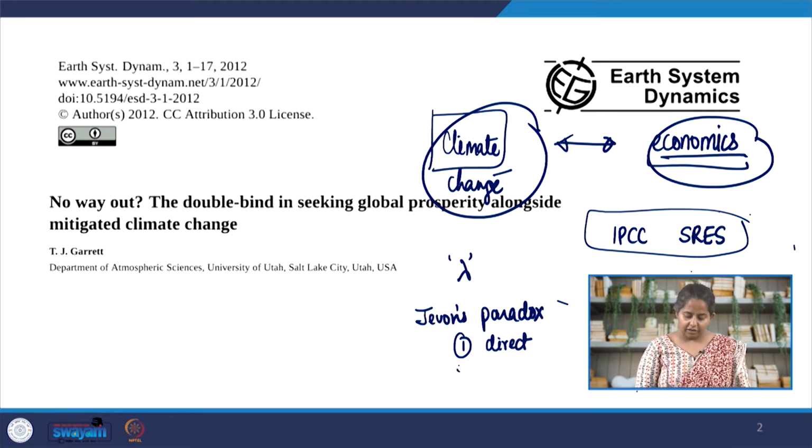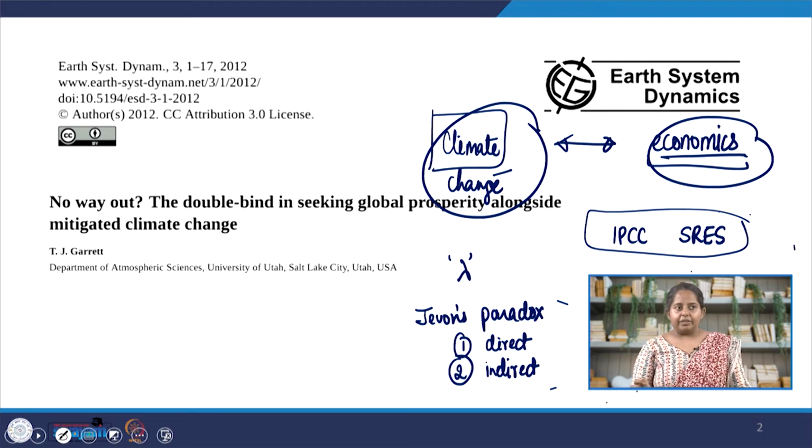The second kind of contributors that result in Jevons paradox are indirect. The indirect ones are basically when one particular industry in this whole economic system becomes more efficient, the advantages and the savings because of that industry becoming efficient are knocked down into other industries and other sectors, or knock-on effects.